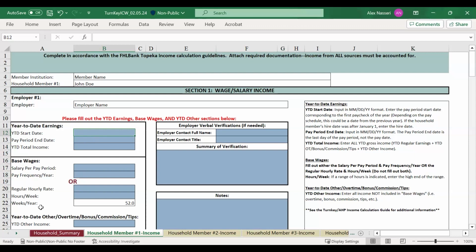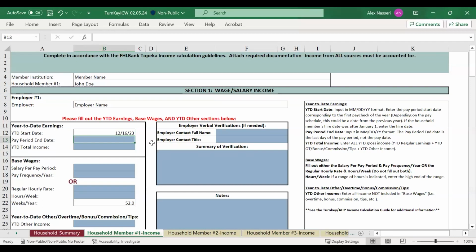For year-to-date start date, enter the start date of the first pay period that was paid in the current year. Depending on the pay schedule, this could be a date from the previous year. For example, if January 5th is the first pay date of the year in 2024, but covers a pay period of December 16th through December 31st of 2023, the year-to-date start date would be December 16th, 2023.